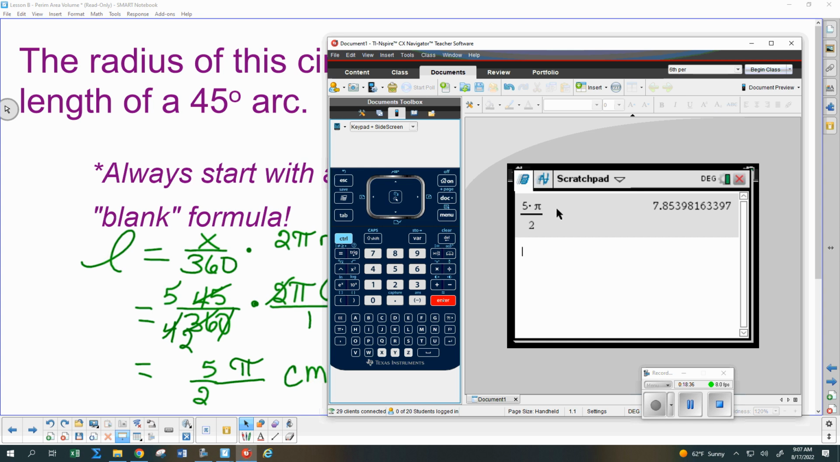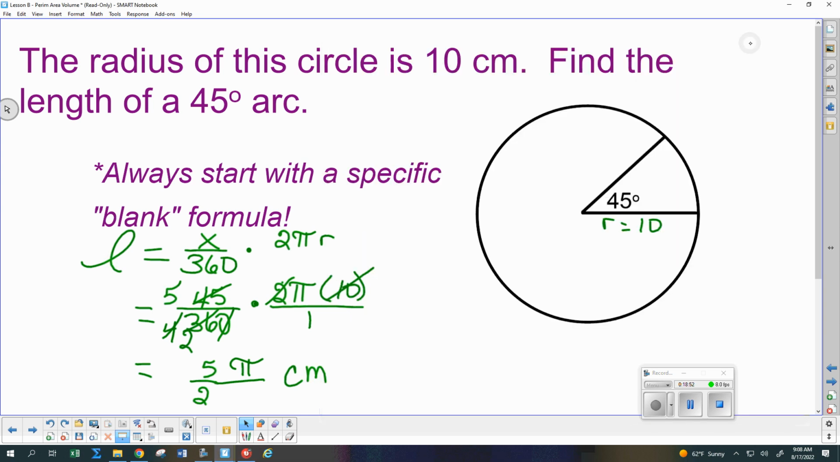So did everybody get your settings right so that you're seeing all of those digits in there? Now we round to 3 places. So 7.853, look at the 9, and it needs to bump that 3 up to a 4. So 7.854.